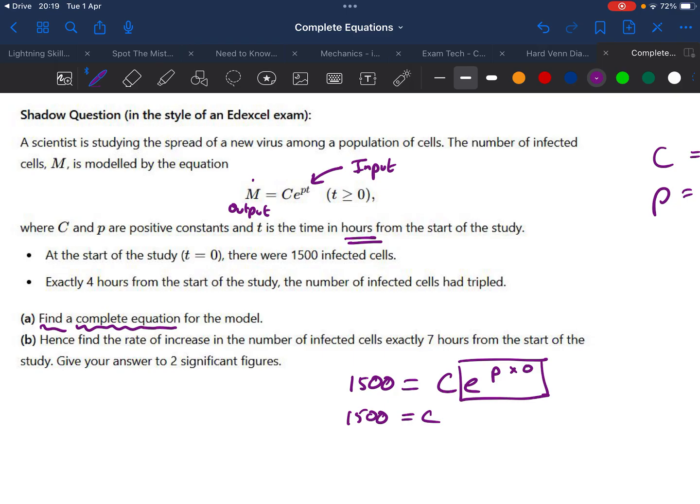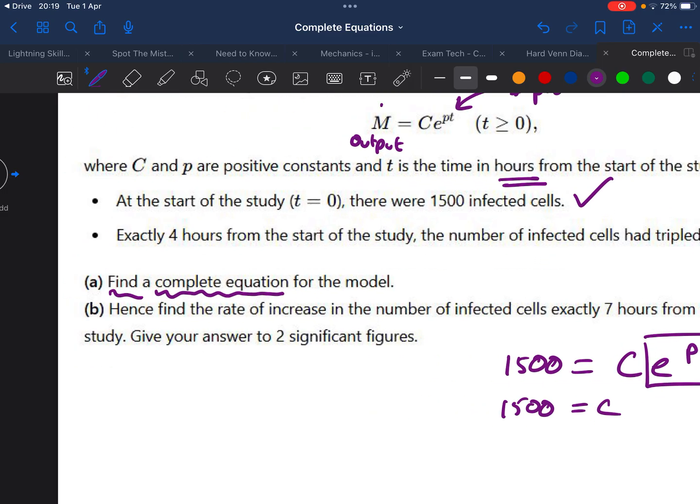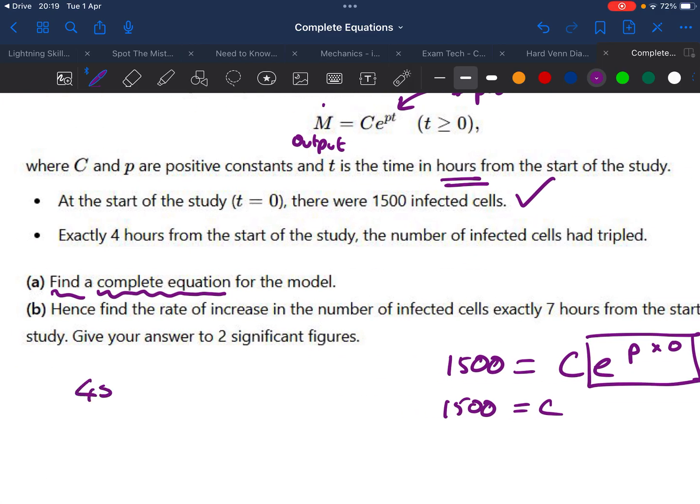Next, we normally have another piece of information. At exactly 4 hours, the number of infected cells had tripled. So tripled means 4,500 equals. Because we already know what the C value is, we can just use that. So 1,500, E to the P, a number that I don't know, but T is 4, so it's 4P. So that's what I need to do.